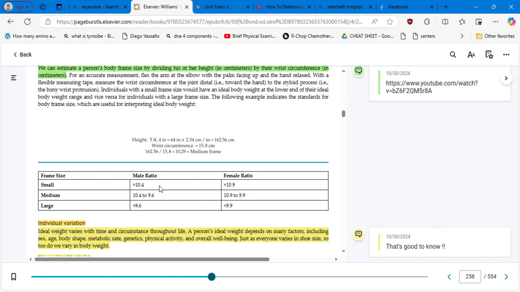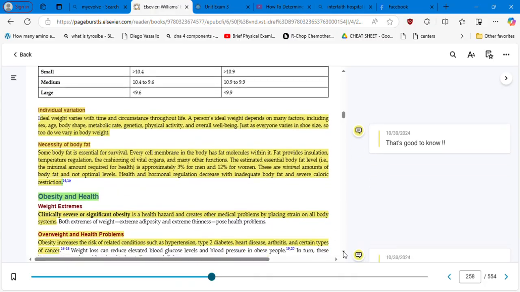Based on this table, 10.29 is here, medium: 10.4 to 9.6 in the case of a male, and 10.9 to 9.9 in the case of the female.